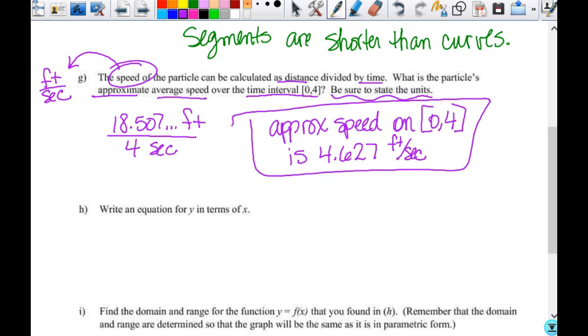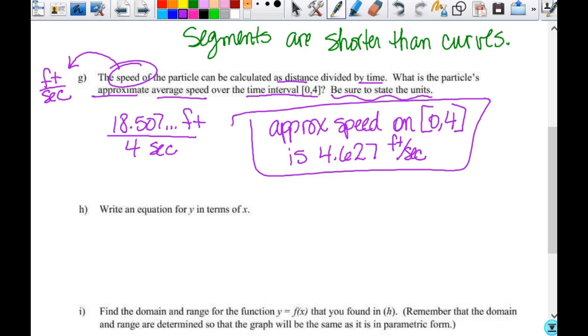So, now this is where I'm going to stop with you, because now it says write an equation for y in terms of x. That's something we've already done. You have the two parametric equations. You can solve for t and substitute it in. Then you should be able to find the domain and range. It's not a weird one like on that homework question. And then 2 walks you through some of the same kinds of things.